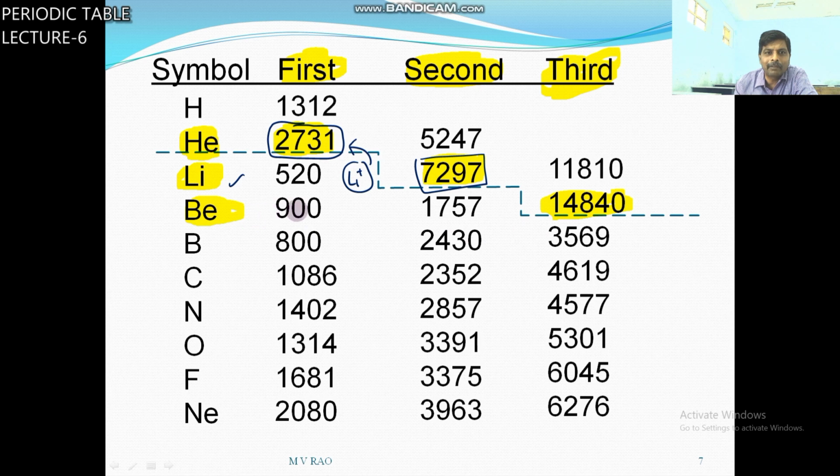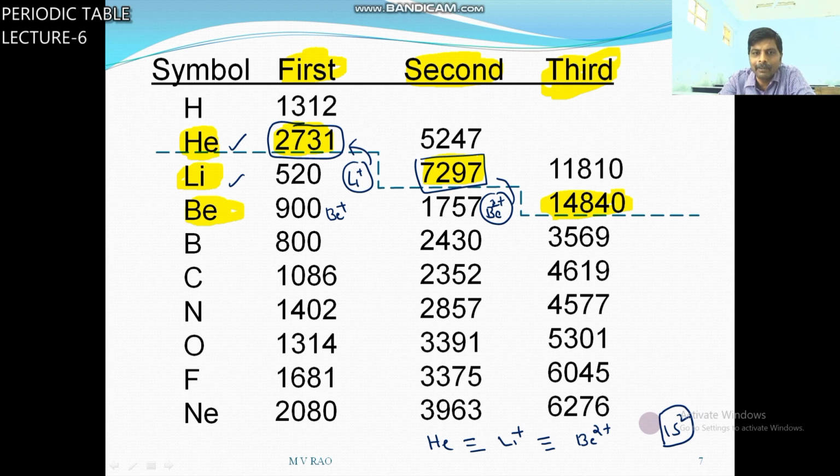Similarly, after removal of one electron, beryllium becomes Be plus. After removing the second electron, it becomes Be2 plus. Be2 plus has the configuration of helium. So the helium configuration, Li plus configuration and Be2 plus configuration are the same. They have a stable 1s2 configuration. So that's why their IP values are more.